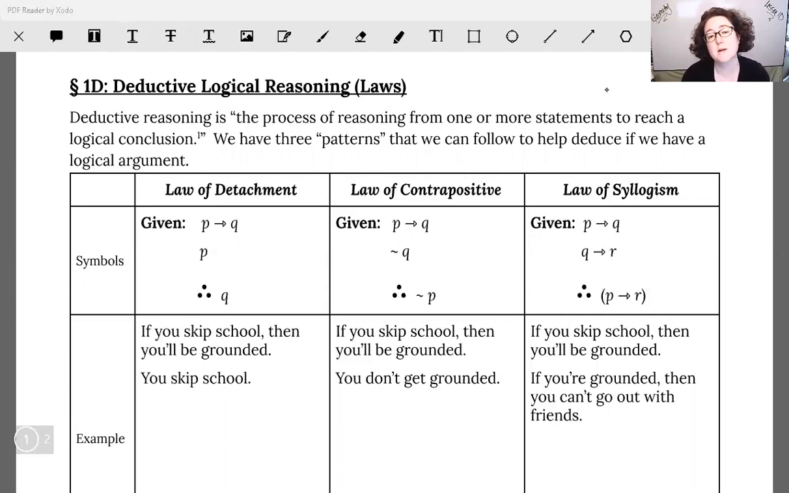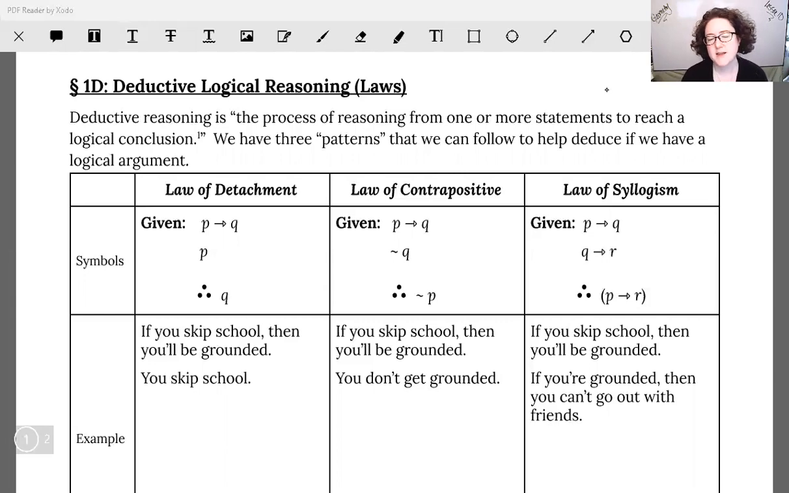So our first pattern is called the law of detachment. And again, really the only thing that we need to remember is the pattern of how statements show up and how we can come to a conclusion based on those. So our pattern in symbols starts with the statement if P then Q, so a conditional statement. And then our second line is just P.